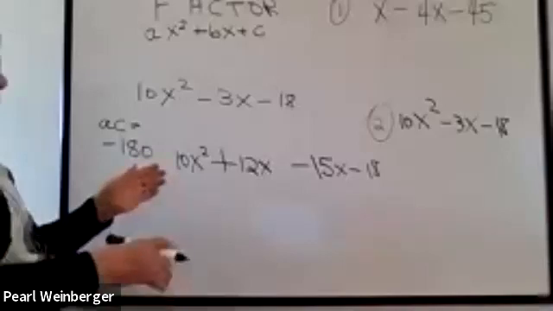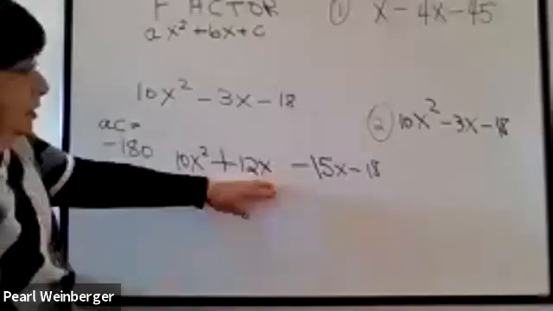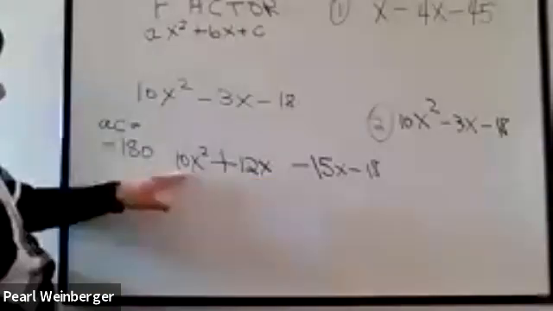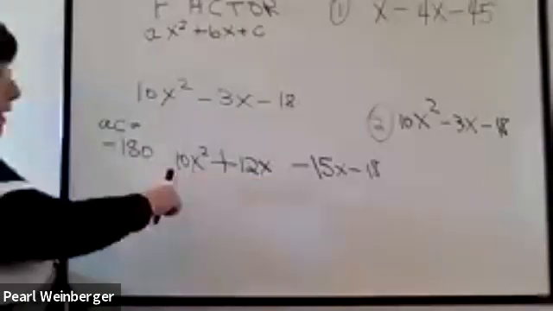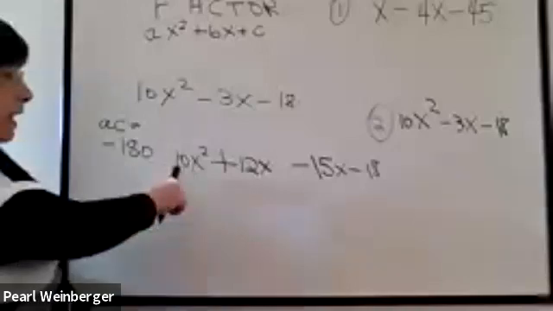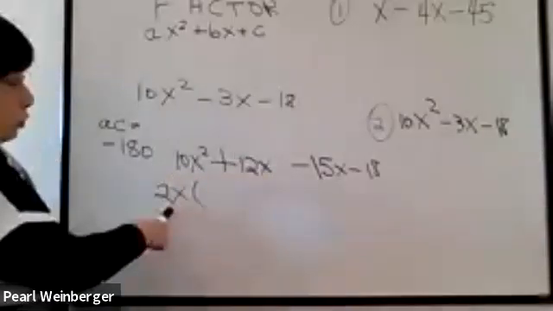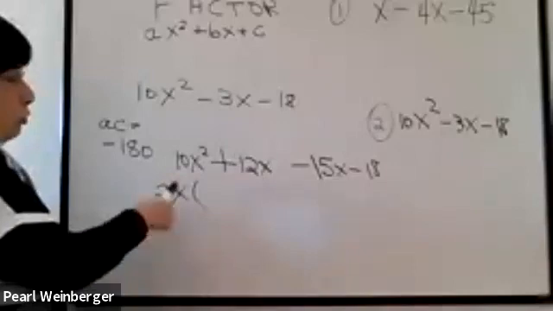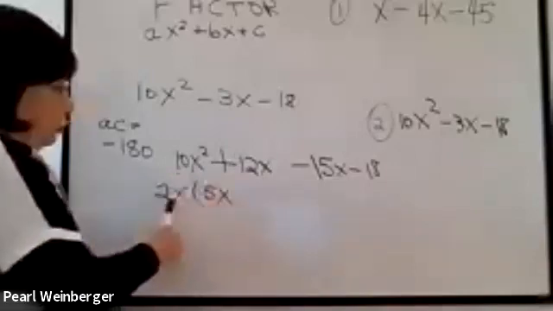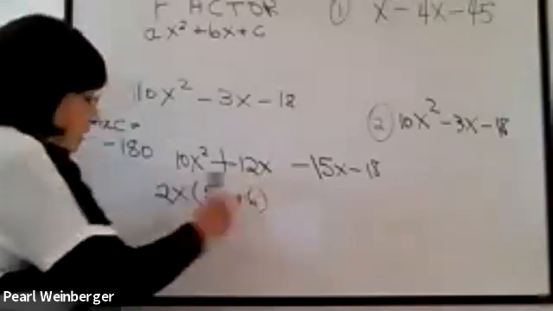Okay. So in my first group, I have 10x squared plus 12x. My common factor between 10 and 12 is 2, and there's a common factor of x. So I put 2x on the outside. 2x into 10x squared gives me 5x. 2x into 12x, the 2 into 12 is 6, and the x's cancel out. In my second group, negative 15x minus 18.